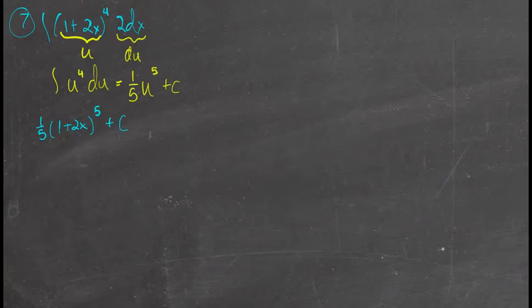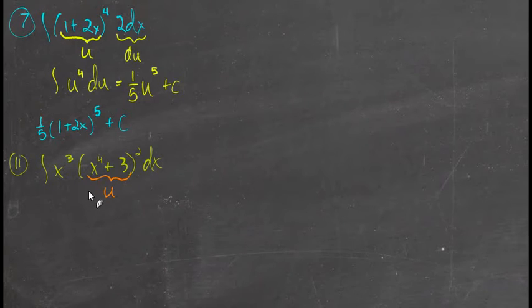Let's do number 11. And that says the integral of x to the 3rd times x to the 4th plus 3 squared dx. Alright, so I'm just going to show you what my choice of u would be, and as we do more and more of these, I think my choice of u will be more and more apparent. So I'm going to say that this is u, this thing inside the squared function. Let's write u over here. u is x to the 4th plus 3.